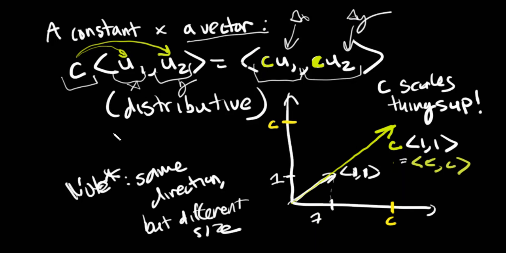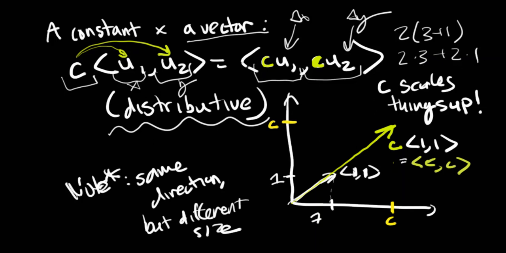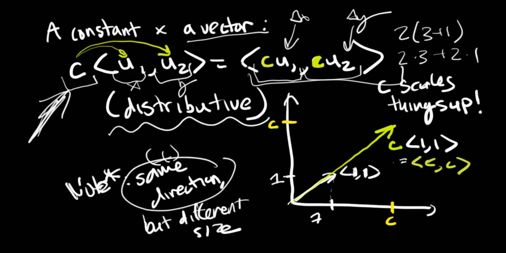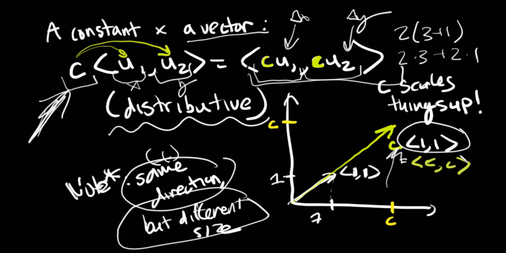As you notice, it's like the distributive property in math, where we go 2 times 3 plus 1, you just go 2 times 3 plus 2 times 1. It's like that, but in the world of vectors, so it looks a little bit different, of course. Now note that when you multiply by a positive constant, it will be in the same direction, but it'll have a different size. So in this example, we have a positive constant c being multiplied by the vector 1, 1.